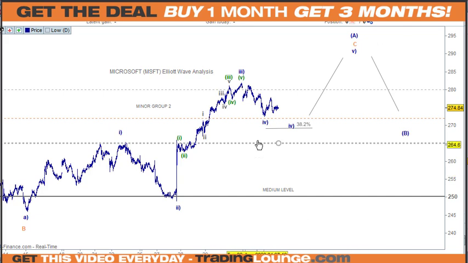Microsoft also in a wave 4. This move down through here, you could count it as 5 waves, but this top here and this low here, they overlap, so that could make it corrective, and we could have that in play here.